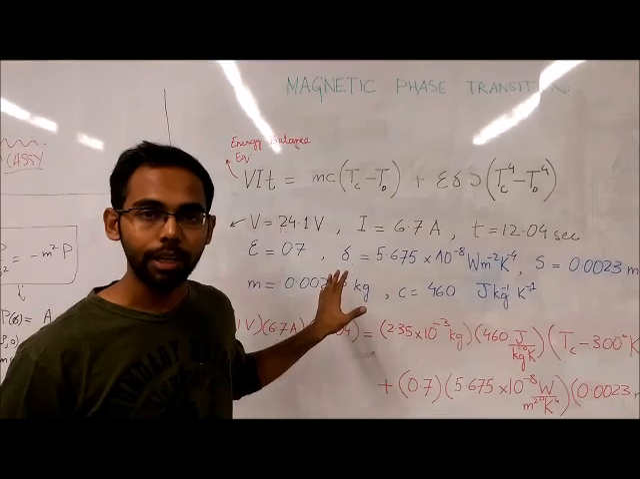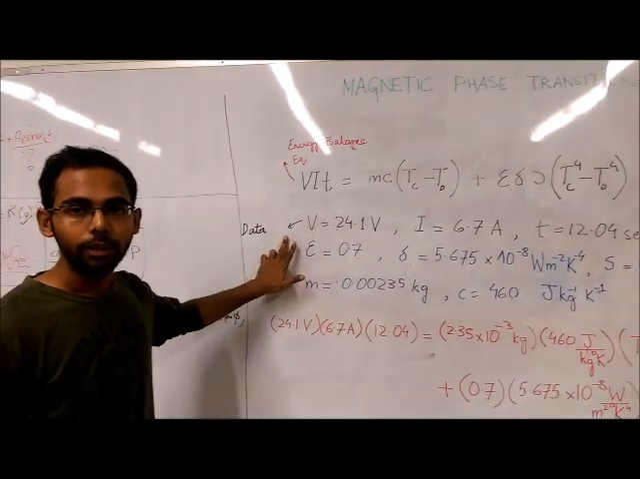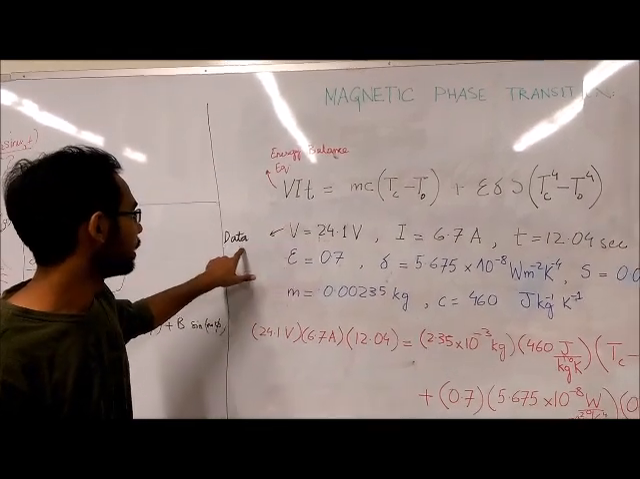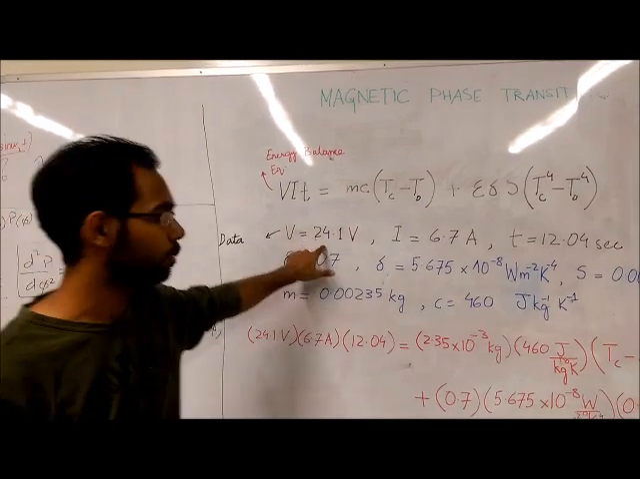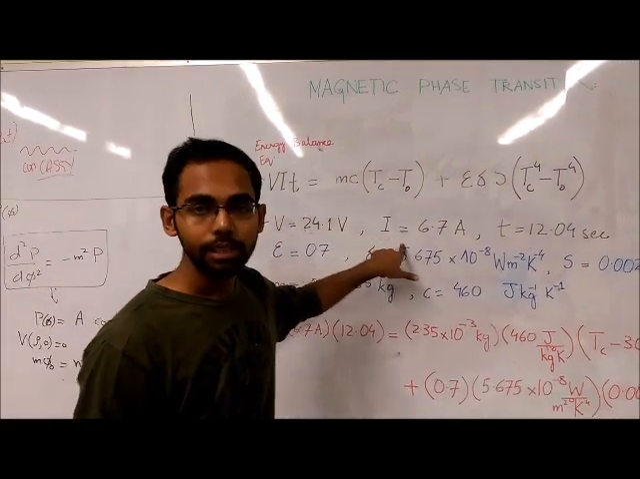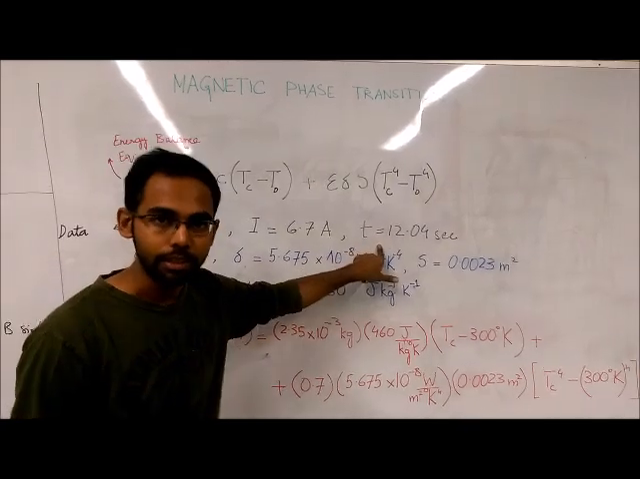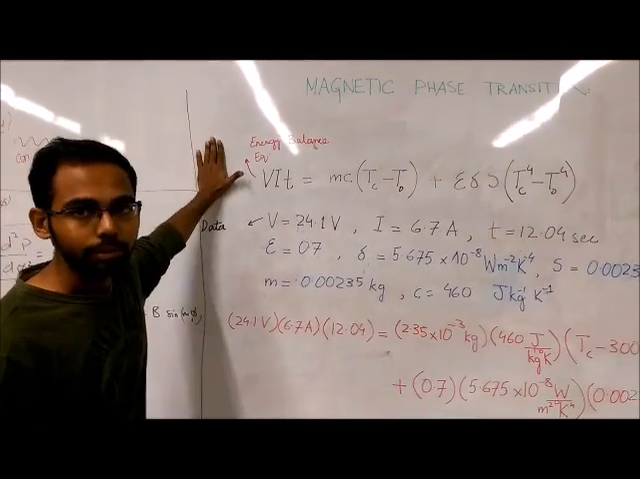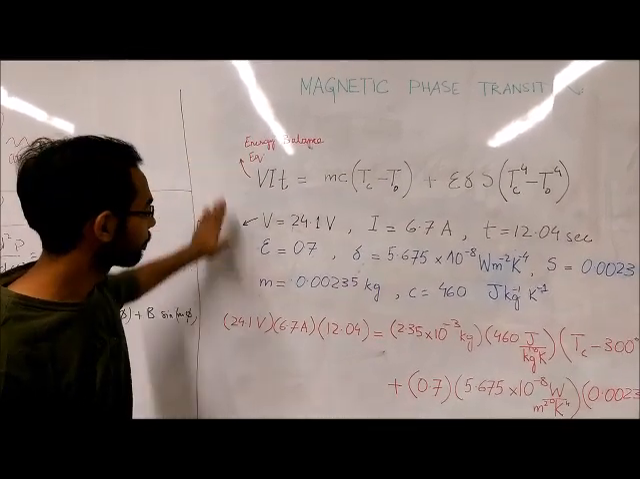Now what we're going to do right now is we're going to use one of these values to actually find the Curie temperature. So the first data that we found was voltage as 24.1 volts, current as 6.7 amps, and time as 12.04 seconds. Now we're going to use these values and put them in our energy balance equation that we figured out before.